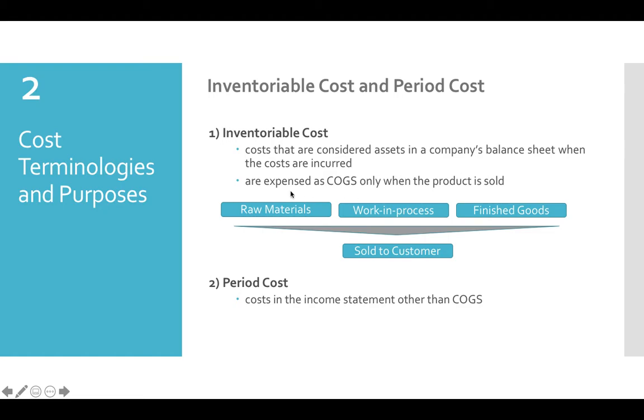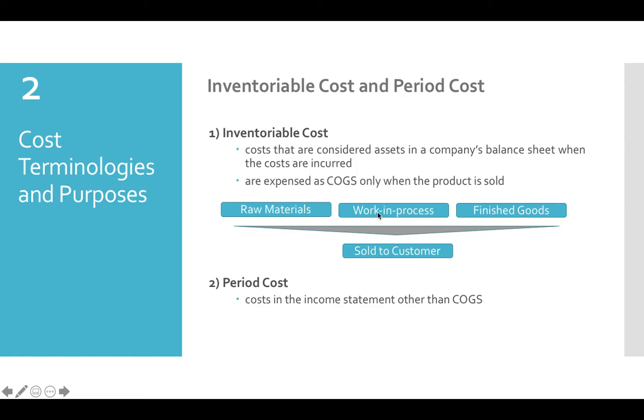So for example, in a manufacturing company, the company has to buy raw materials and then it processes the goods into finished goods. But sometimes the process is long enough so that we have something in between the process that is called work in process. And all the costs incurred during the production of these three kinds, raw materials, work in process, and finished goods, are not expensed until the products are sold to the customer.